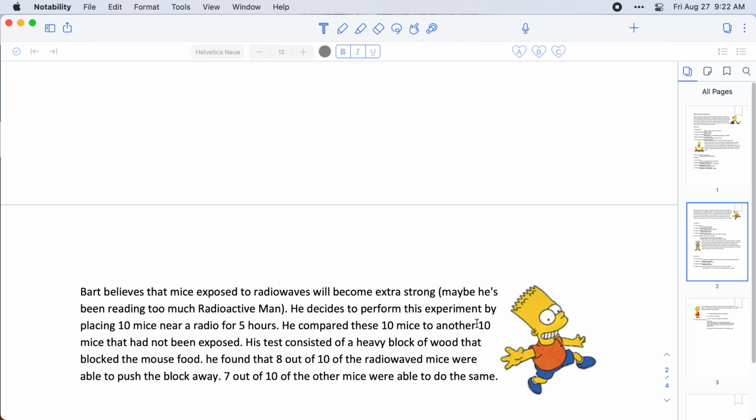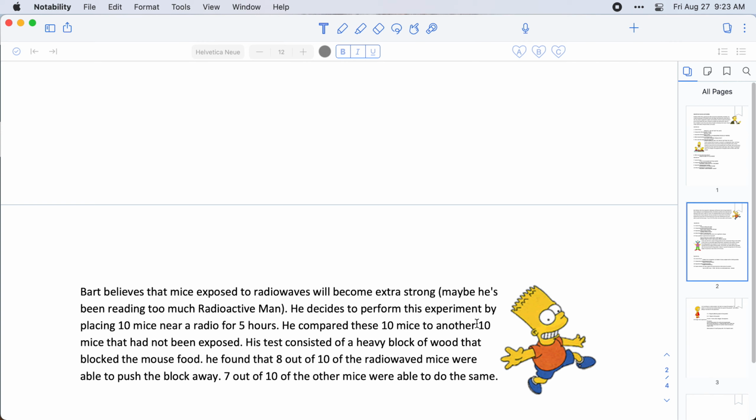Some mice that were exposed to radio waves. The dependent variable is data. So what is he collecting? Just the mice that push the block. Right. Yep, whether they could push the block, counting it. So here we have 8 and 7. So that is your quantitative data. That's the dependent variable. Dependent variable is always your data, what you're measuring.